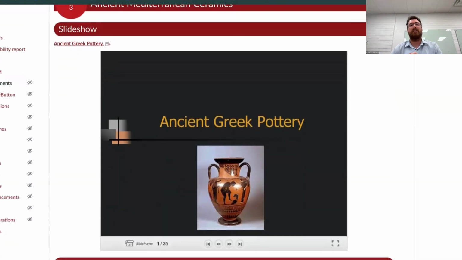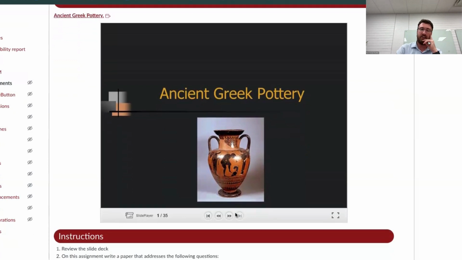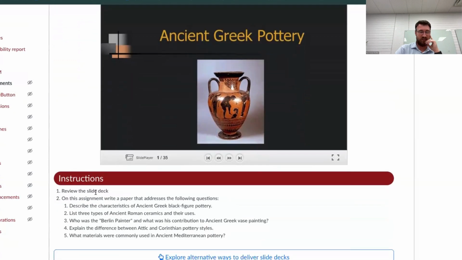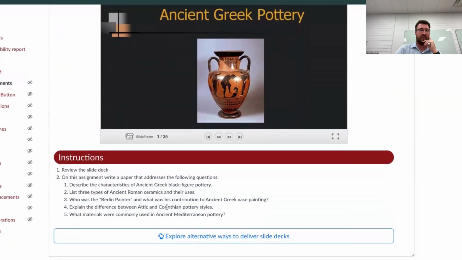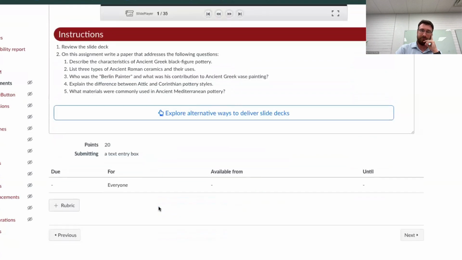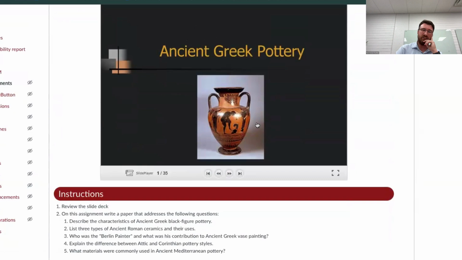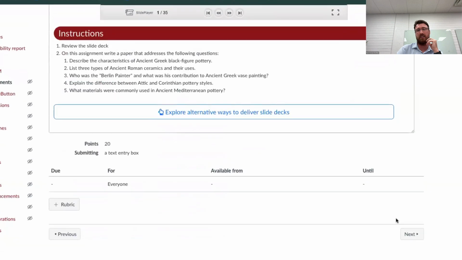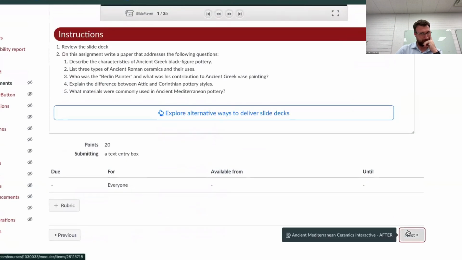All right, here's another one. Here's a very common one. Here's a slideshow. At least this one's embedded in the course. I don't have to actually click the download button and look at it as a PDF first. But this one's embedded. Here's a slideshow about ancient Greek pottery. Instructions: review it, and then answer these questions, and then post a paper about it, okay? Again, 35 slides. I don't know. I might brush through them. I don't know how well I'm going to study it personally.